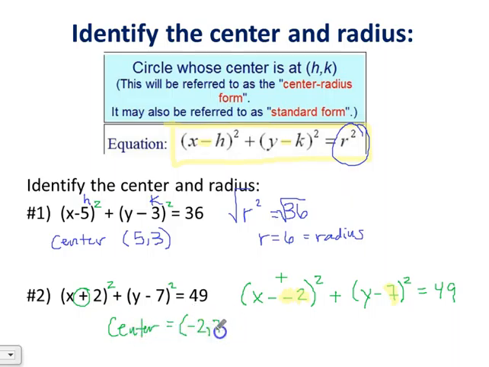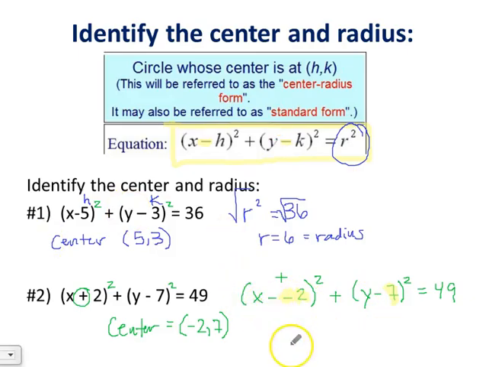-2, 7. So you just really need to be careful when you're writing the center coordinates and making sure that you're not accidentally looking over here where we've got y minus 7 and saying that the center is at -7. Again, the general equation for circles is written as y minus, so that minus is built in. So we've got our center.